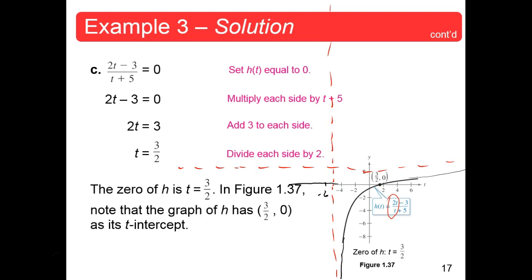Now that leaves a whole lot of space over here. If you were to come over here to -6 and plug in a -6 here, this would give you a -12 minus 3. That's going to be -15 over -6 plus 5, which is -1. -15 over -1 is 15. So at -6, this is somewhere way up here at 15. So guess what? This one's going to look just like that, mirrored across here. So there's the other side of your equation.